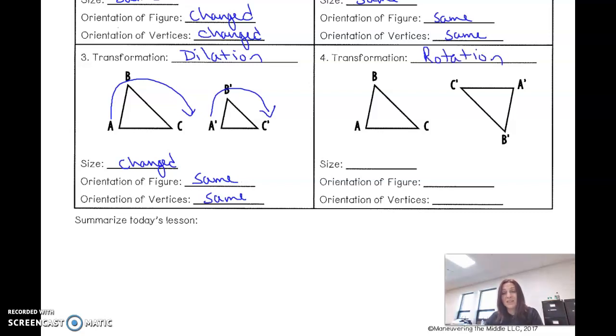Okay, now in a rotation, did this get bigger or smaller? We're going to talk about orientation. It's obviously changed around some, but did it get bigger or smaller? Nope, it stayed the same.